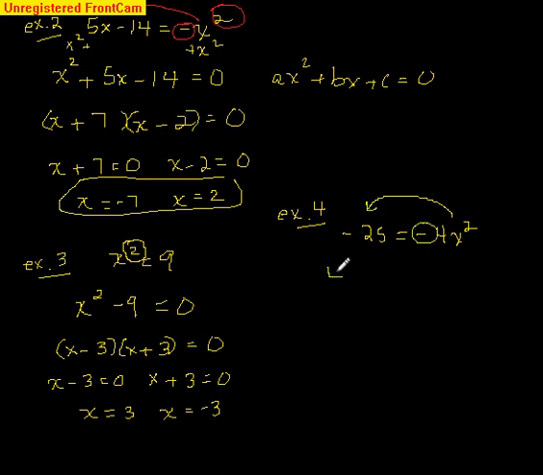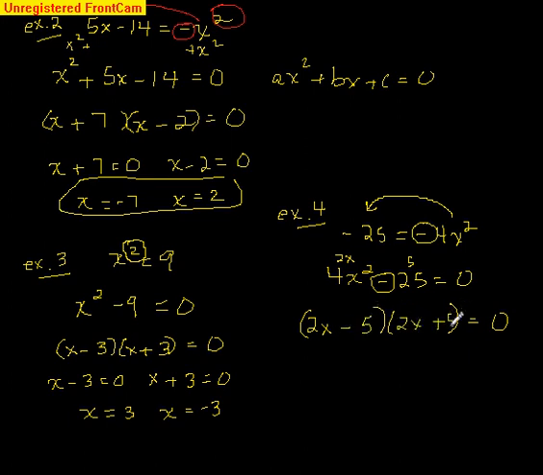So we're going to get 4x squared. We're going to add 4x squared to both sides. Minus 25 equals 0. Difference of two squares, perfect squares, because 2x times 2x gives me 4x squared, and 5 times 5 gives me 25. So we make two sets of parentheses, and we get 2x minus 5 and 2x plus 5.